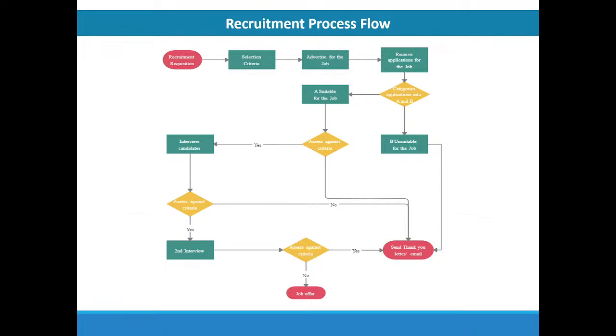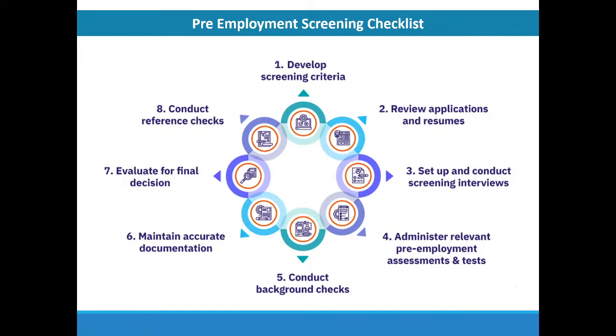And then here the category B is unsuitable for the job, so they send a thank you letter or email. And in A, it goes to the second round, and if they are selected, then they send the job letter and job offer. Okay, and if they did not get selected and clear the interview, you can also send them a rejection email.